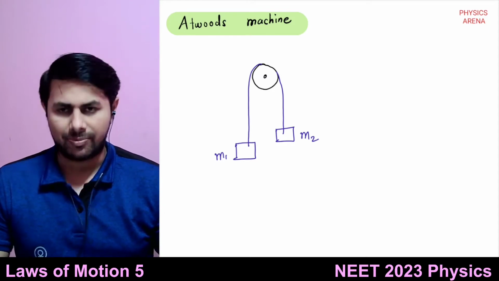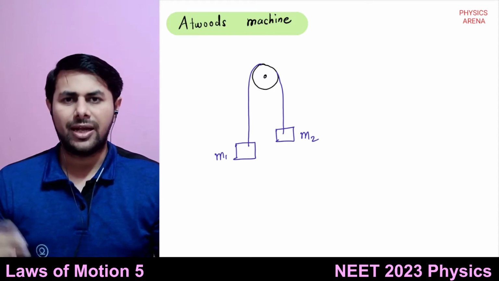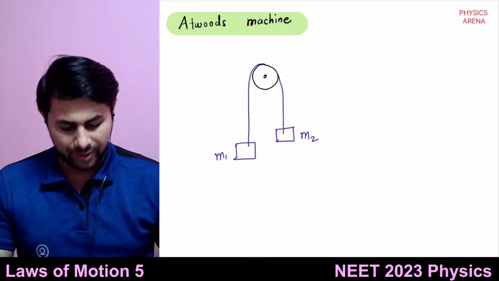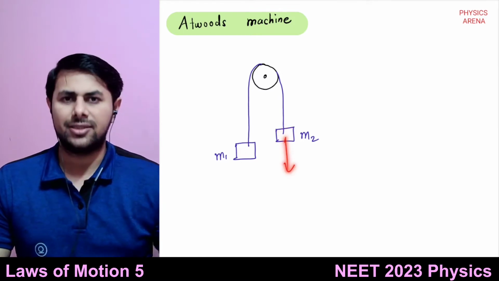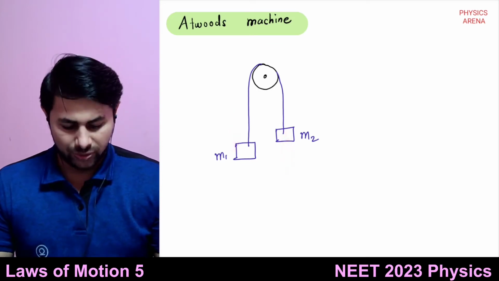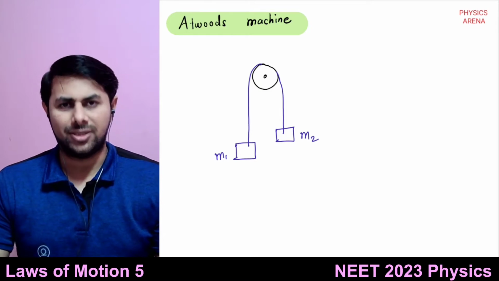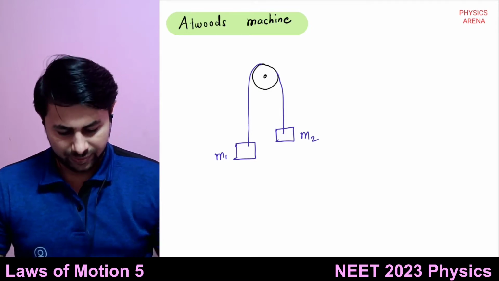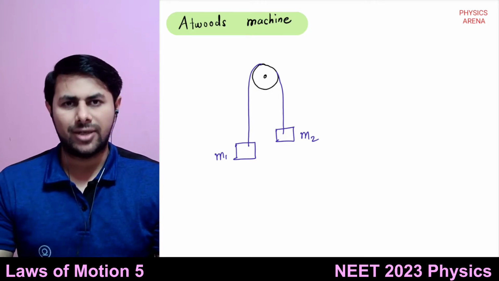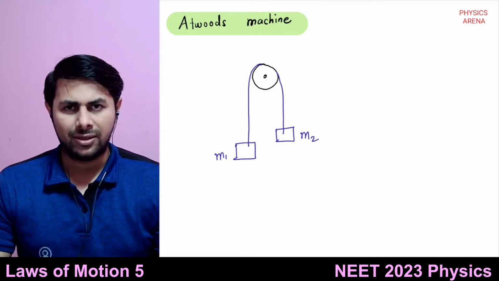Okay, so what will happen? This system will accelerate. Let's suppose m2 is greater than m1. So what will happen? The system will accelerate in this direction. This mass will go down, this mass will go up. We want to find out the acceleration of this system. For that, we'll draw the free body diagram of masses m1 and m2.